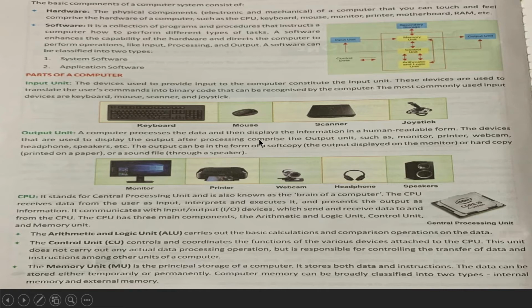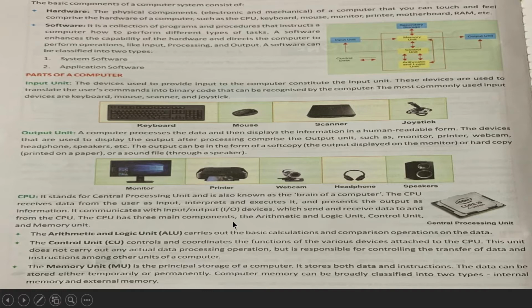And these are the output units that, after processing, show some meaningful information. Those are monitor, printer, webcam, headphone, speakers, all these things. So you can see here the central processing unit. It is basically a particular chip that has been installed into your motherboard, and it processes the information that has been sent by the user.